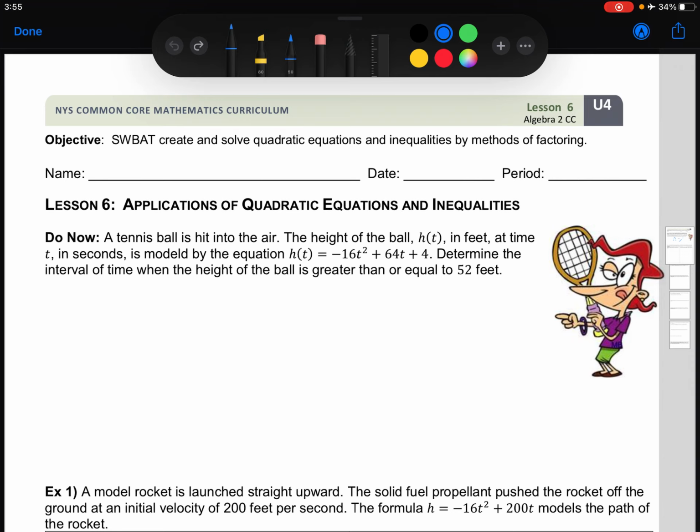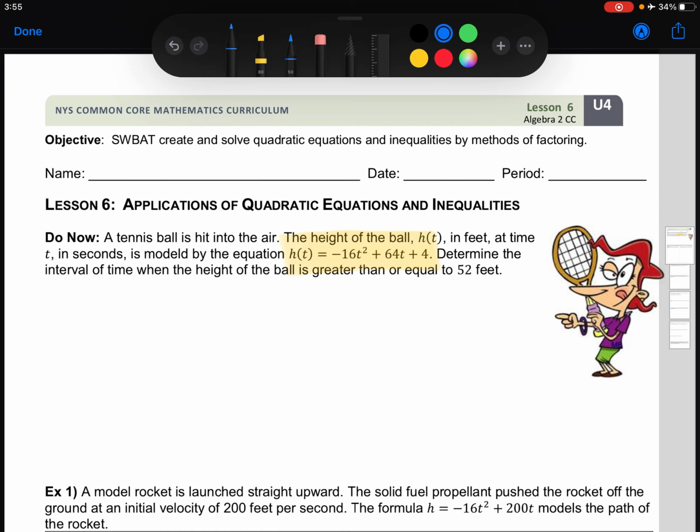The do now says a tennis ball is hit into the air. The height of the ball in feet at time t in seconds is modeled by this equation. Determine the interval of time when the height of the ball is greater than or equal to 52 feet.